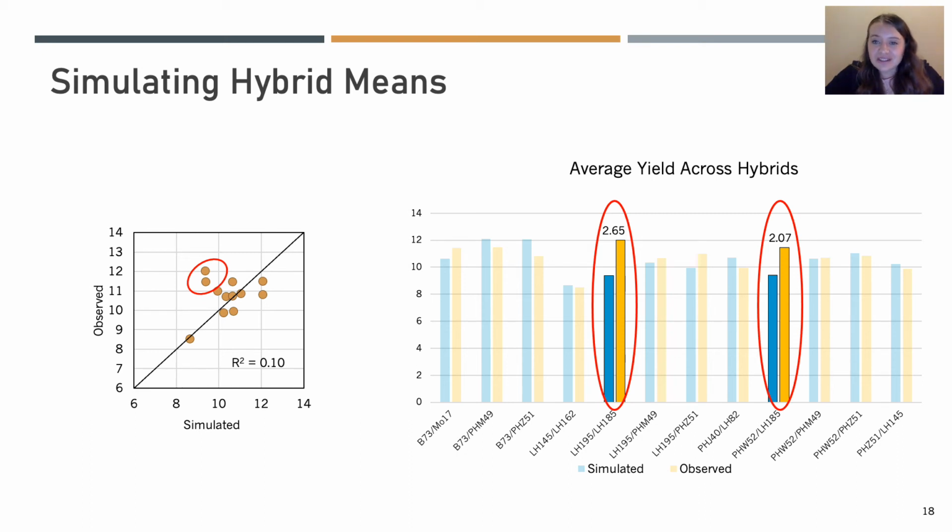It was very interesting to note that these 2 hybrids are also the only 2 hybrids that have LH185 as the male. So there appears to be something about these hybrids that we didn't capture well during the calibration process that may be leading us to not be able to predict their performance very well. Like I said, this is preliminary data and we're still investigating this, but it's an interesting finding and I'm excited to try and understand it. And just as a note, when we remove those 2 hybrids, we are simulating the average hybrid performance at 0.53 R-squared.